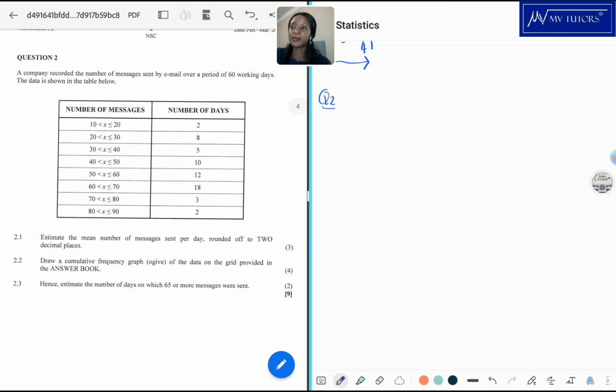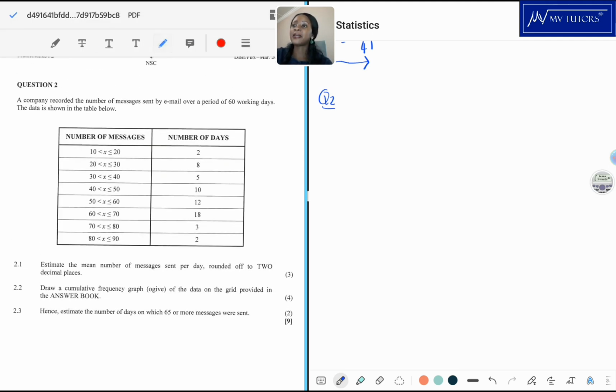So you have number of messages and you also have number of days. Which one is your independent? Which one is your dependent? Well, basically your number of days will be independent because days are just days. But this is not what we're really getting to here. What I really want to get to is the number of messages and the way that it's written.